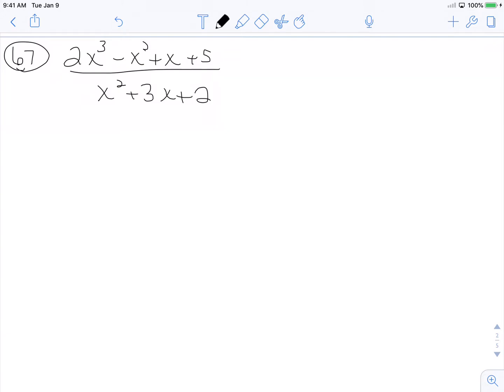Agreed. These partial fractions are kind of hard to do when you're not in a classroom setting and you're watching videos, because they're totally different than anything we've done before.